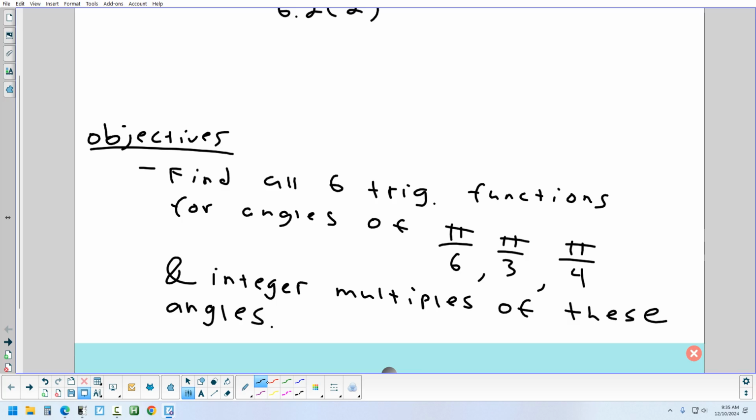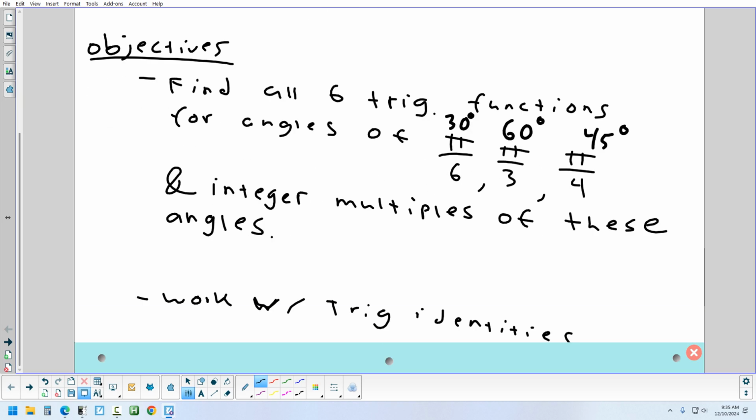How much is pi over 6 in degrees? Yeah? 30 degrees. That's your 30. Pi over 3? 60. That's your 60. And pi over 4? 45. 45. So if we can get through just talking about these 3, then we can talk about multiples of them tomorrow. Multiples are easy to do once you know how to do the basic ones.